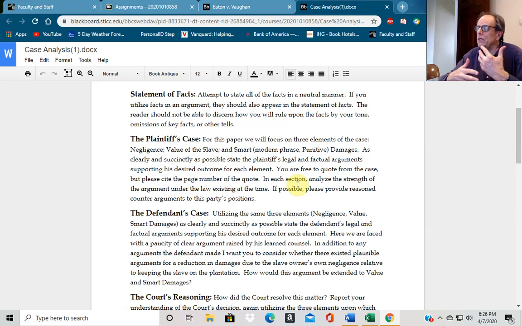So then we're going to look again with the defendant. What are the defendant's legal and factual arguments supporting its positions on negligence, value of slave, and smart damages? They don't give us much, and there's not a lot in the case, but I want you to do the best you can with what you've got. I also want you to consider whether there exist plausible arguments for reduction in damages due to the slave owner's known negligence relevant to keeping the slave on the population.